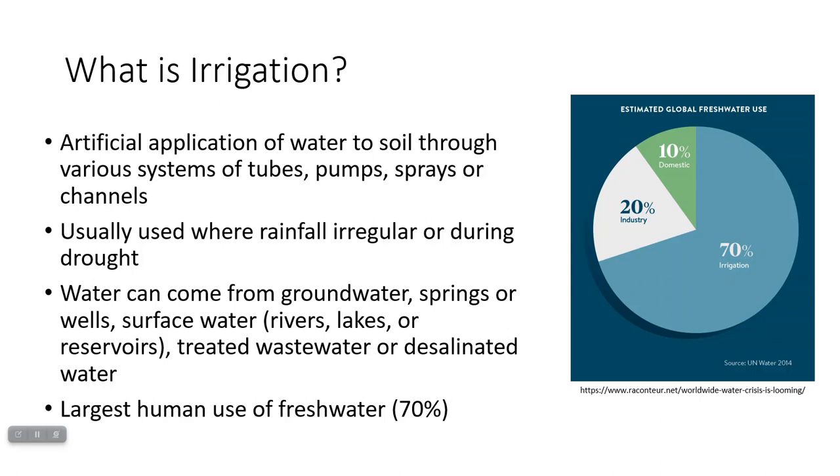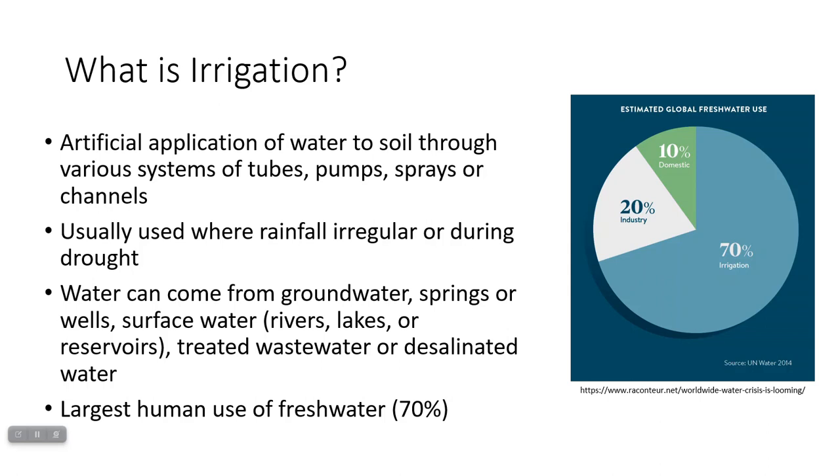So you can get this from groundwater, meaning underground, like aquifers. You can get it from springs or wells, which also take from groundwater, or you can get it from surface water. There's some places where they use treated wastewater or desalinated water, depending on how much availability they have of water.